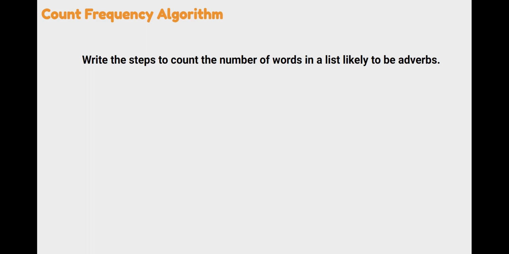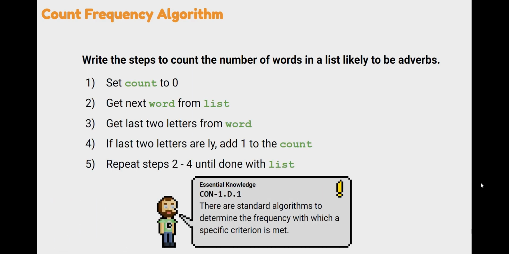Go ahead and write the steps to count the number of words in a list likely to be adverbs. Here are those steps. Since we want to count, the first thing we're going to do is declare a count and set it to 0. We're going to get the next word from the list. We're going to get the last 2 letters from the word. If the last 2 letters are ly, we're going to add 1 to the count. We're going to repeat steps 2 through 4 until we're done with the list. This aligns with our essential knowledge. There are standard algorithms to determine the frequency with which a specific criterion is met.